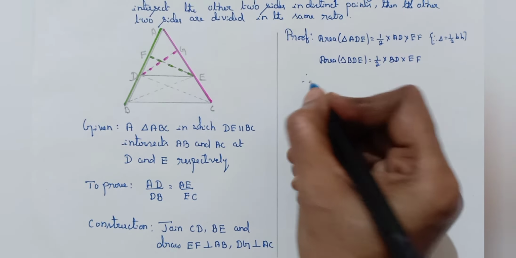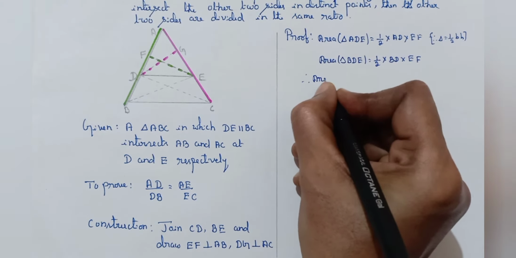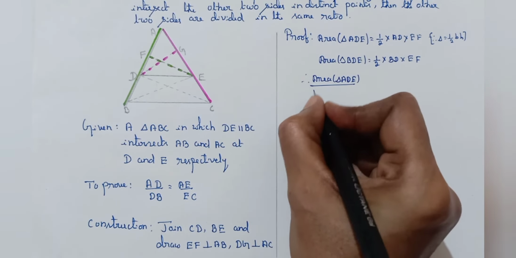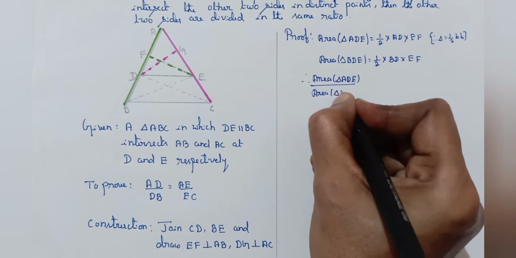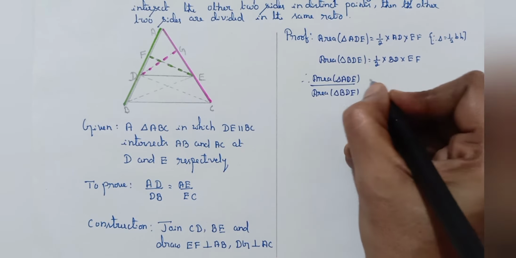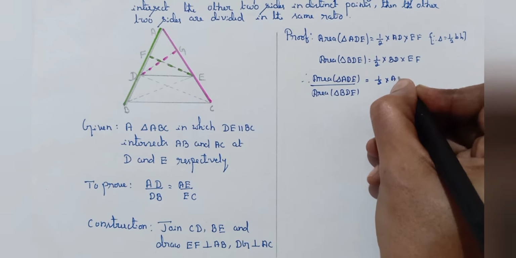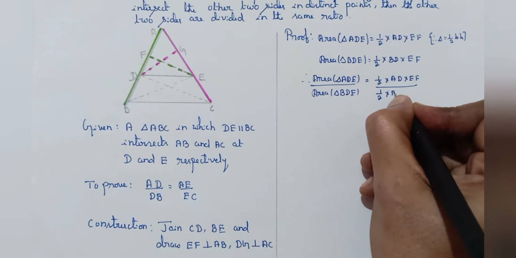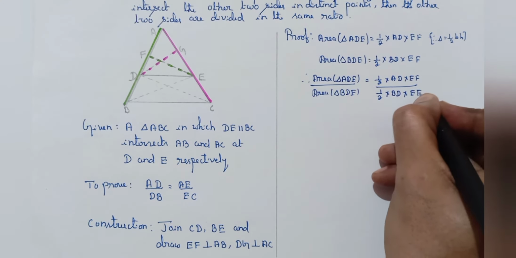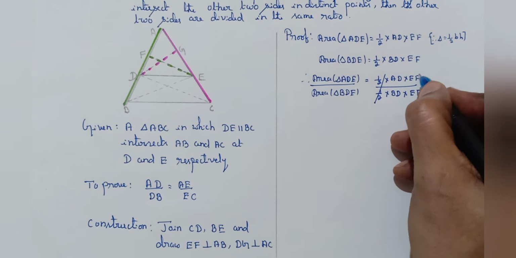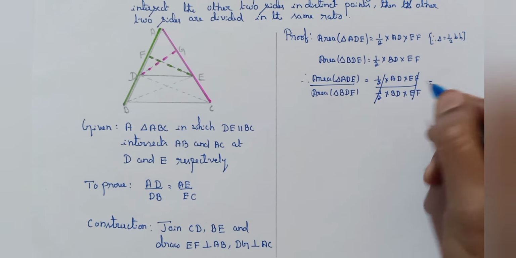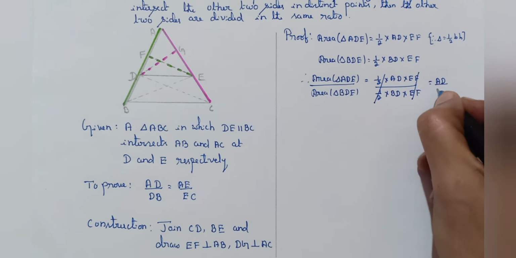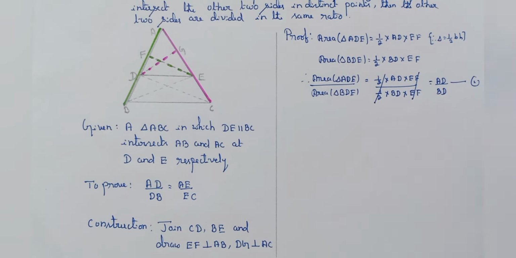Now take the ratio of the area of the triangle ADE and the area of the triangle BDE, is equal to half into AD into EF by half into BD into EF. Here we can cancel this off and we can cancel this EF. So area of the triangle ADE by area of the triangle BDE is equal to AD by BD. Consider this as equation 1.